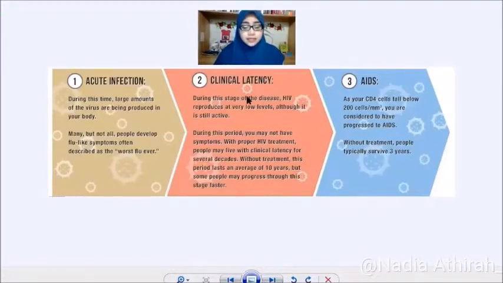Okay, second, we have the clinical latency, also called chronic HIV infection. During this stage, HIV will continue to multiply but at a very low level, and it is still active.